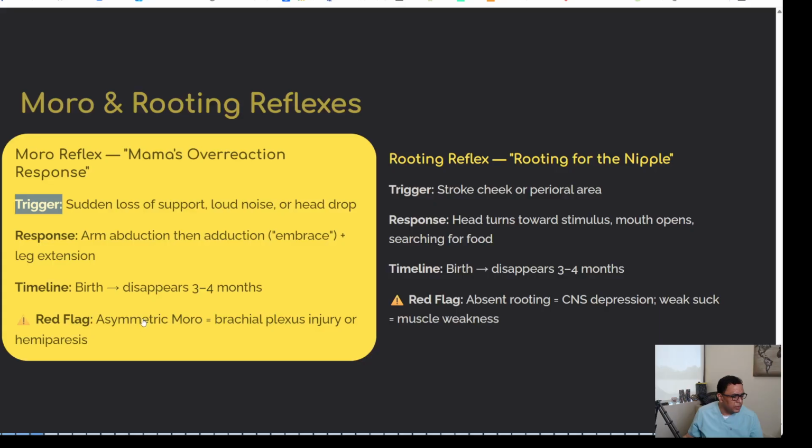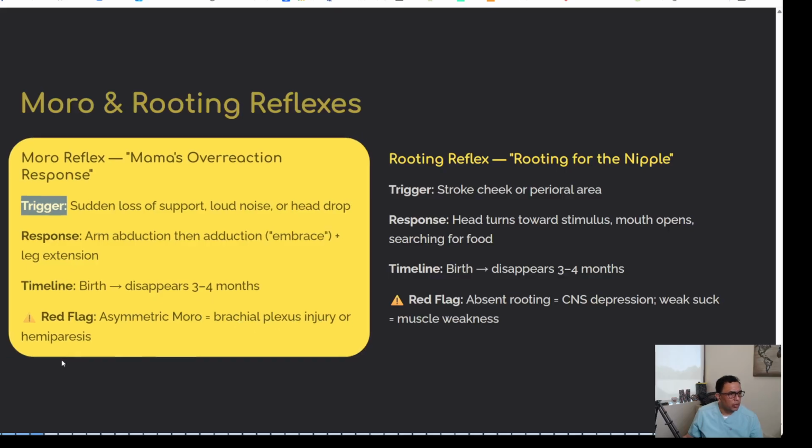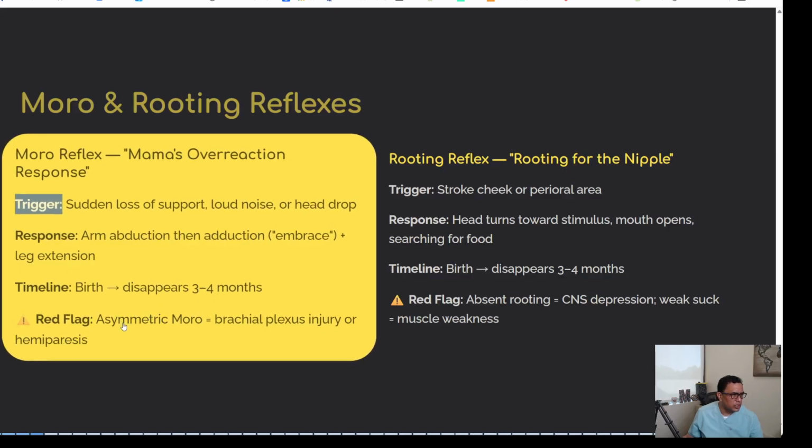If there is an asymmetry in this, meaning a different presentation, then you think about brachial plexus injury or hemiparesis, meaning one side appears to be not so normal. In the exam, if they give a child who is presenting with brachial plexus injury, you want to think about the startle reflex. They can ask this way or that way.